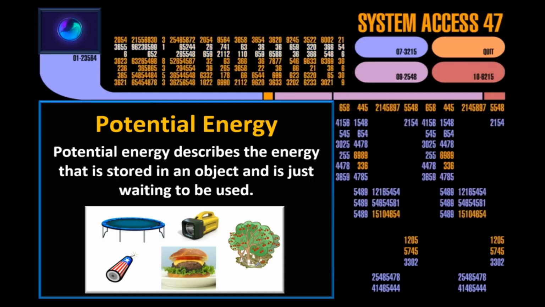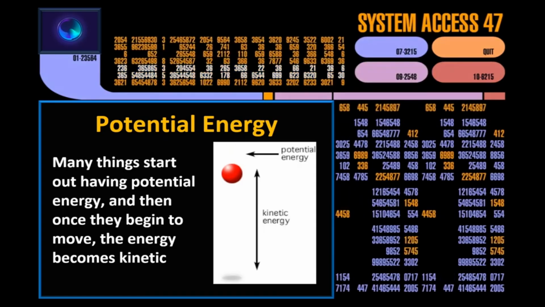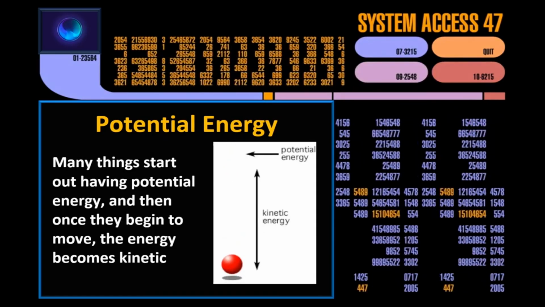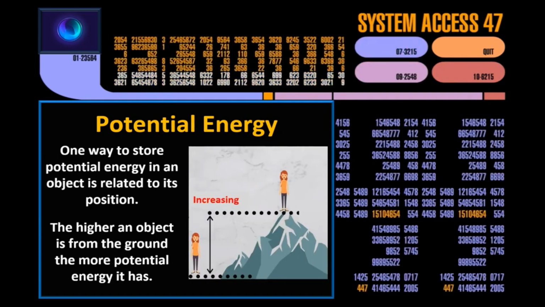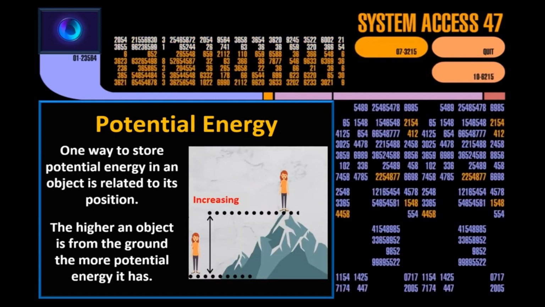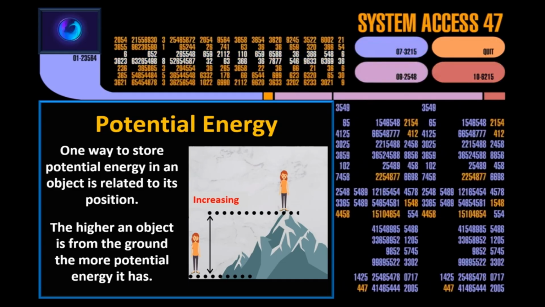Potential energy describes the energy that is stored in an object and is just waiting to be used. Many things start out having potential energy, and then once they begin to move, the energy becomes kinetic. One way to store potential energy in an object is related to its position. The higher an object is from the ground, the more potential energy it has.